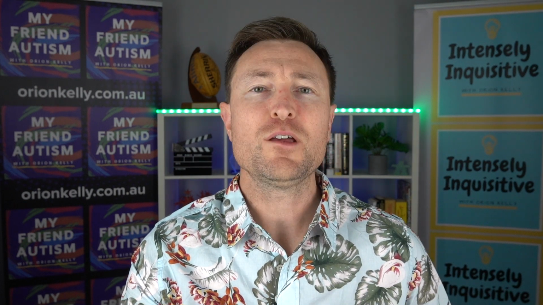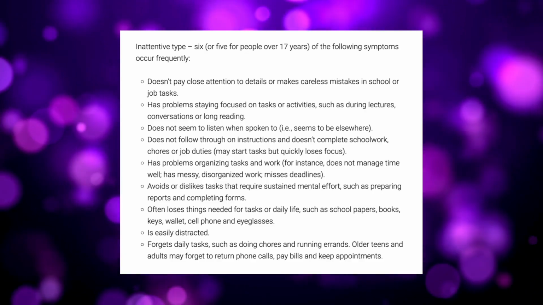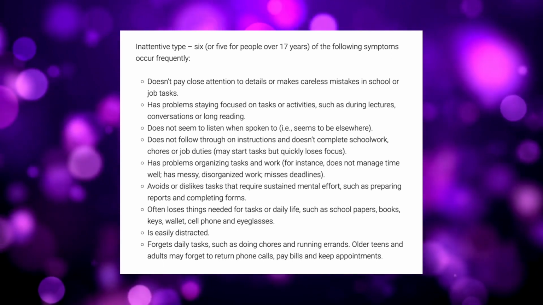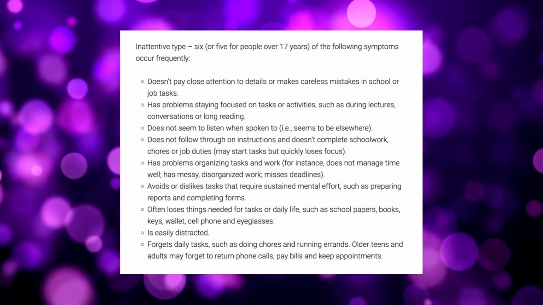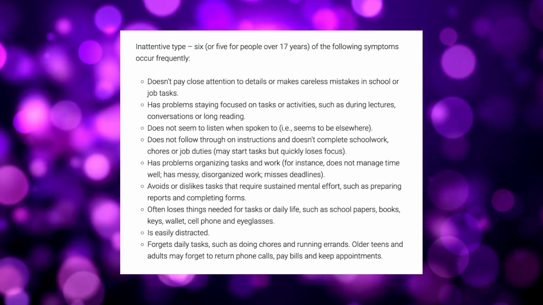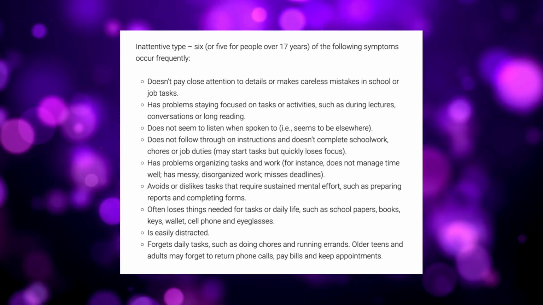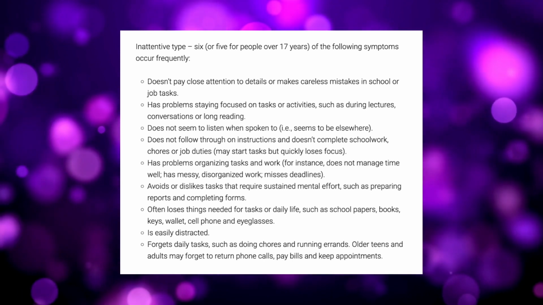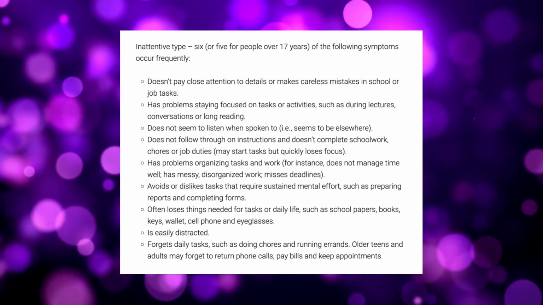Okay, there's 3 diagnosable types of ADHD according to the DSM-5. We'll go through type number 1, the inattentive type. How's it diagnosed? Let's find out. The inattentive type of ADHD is diagnosed by identifying 6, or 5 for people over 17 years of age, of the following symptoms that occur frequently. Okay, here they are. Doesn't pay close attention to details or makes careless mistakes in school or job tasks. Has problems staying focused on tasks or activities such as during lectures, conversations, or long reading.